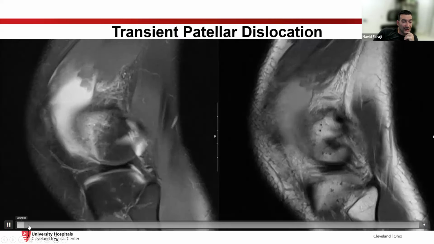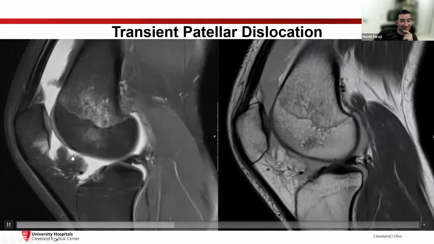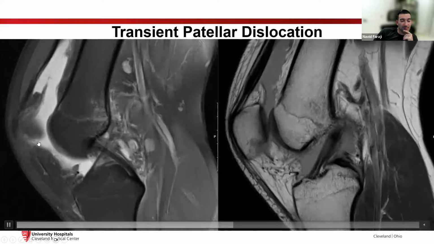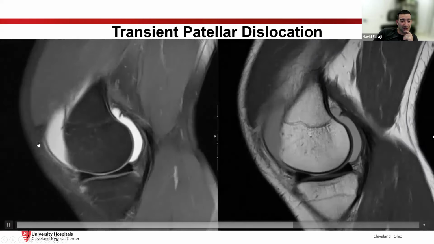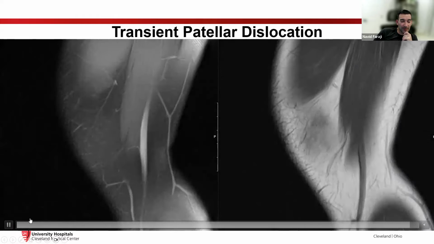So here's another sagittal knee MR. We can see big lateral femoral condylar contusion. We can see there's a fracture as well. Here's our inferomedial patellar contusion, showing us the injury pattern of a transient lateral patellar dislocation.